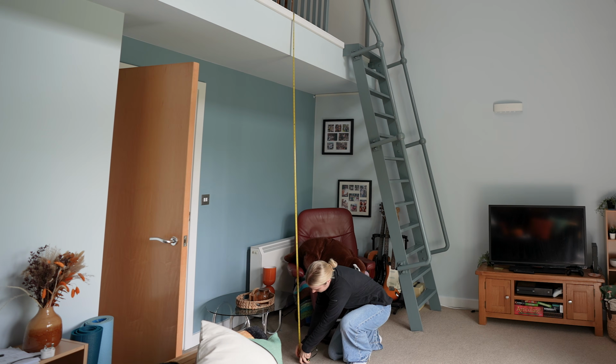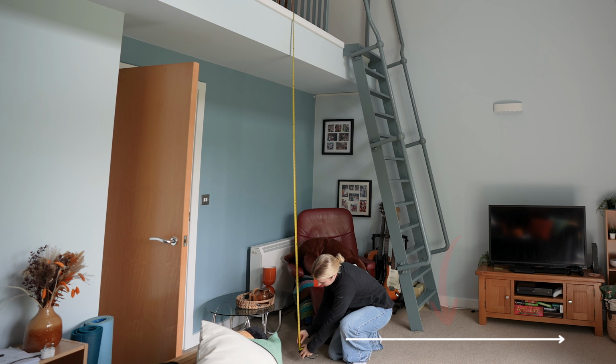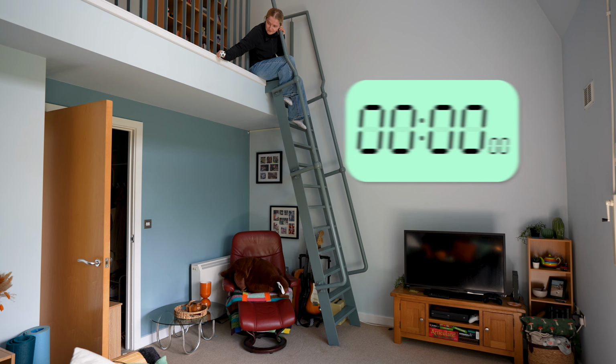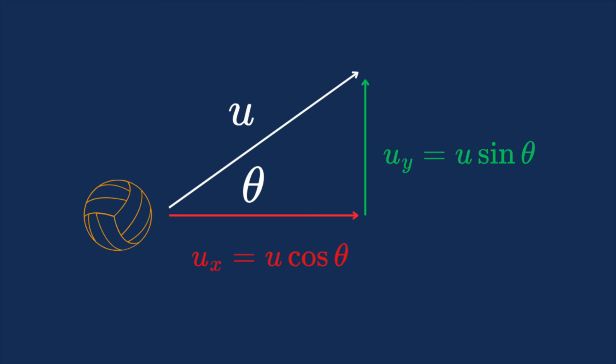Now, in my experiment, I'm going to measure s subscript y, which is the height of where I've thrown the ball from, which we already know is 2.64 meters. Then I'm going to measure s subscript x, which is the horizontal distance travelled. Then I'm going to calculate t, which is the time of flight of this ball, which I can calculate by watching the video back. Now, I don't know the launch speed and I don't know the launch angle, but I can calculate them by finding the horizontal and vertical components separately.